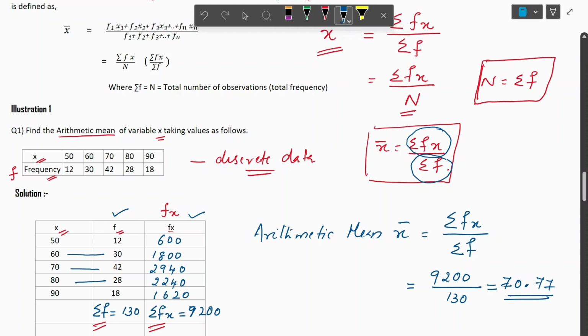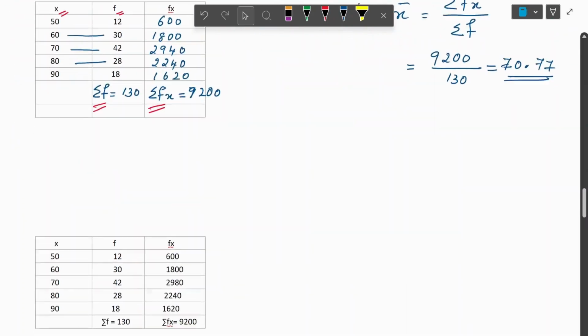Therefore, this is for discrete data. So it is going to be clear for you. That means first make a table with 3 columns and complete that table. Then use the formula, substitute the values and solve it. Therefore, you are going to get the answer. Therefore, this is one of the examples for discrete data. Next example, we will do one more question.